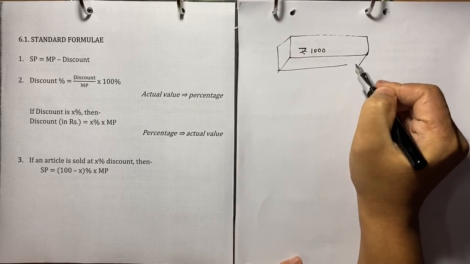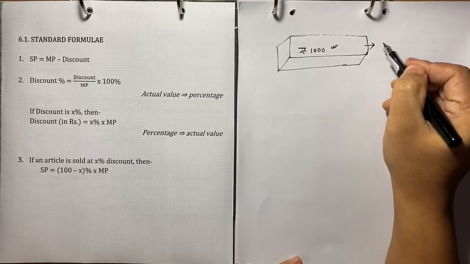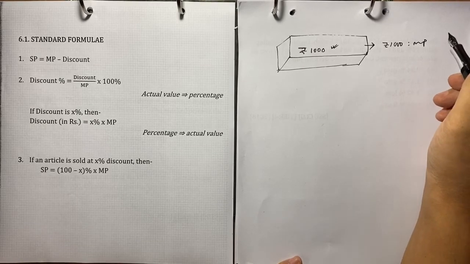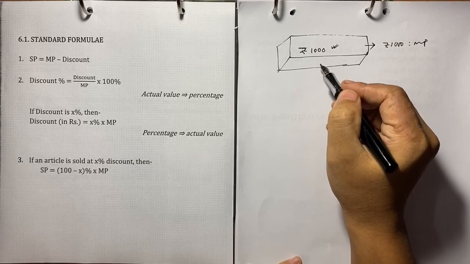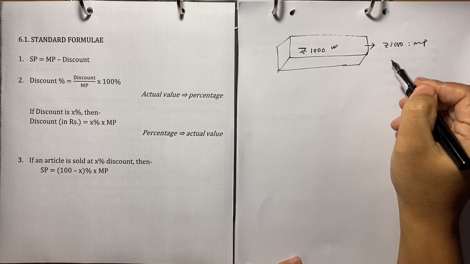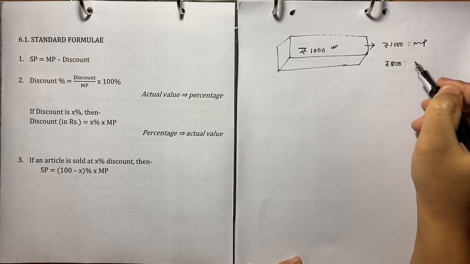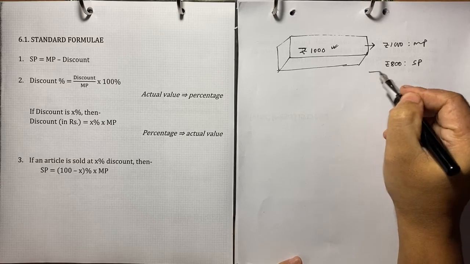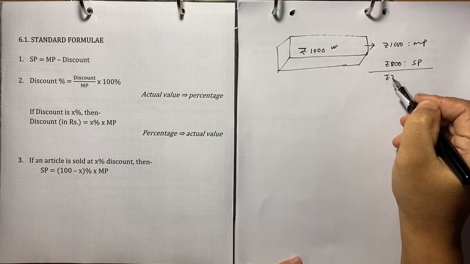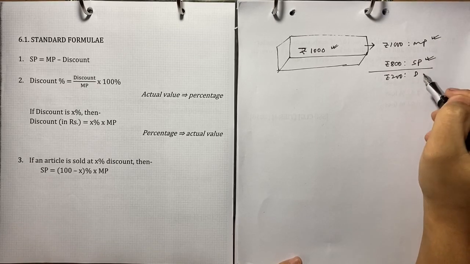So, the printed price, rupees 1000, is your mark price. The customer pays less, whatever amount they actually pay, that will be your selling price. In this case, the discount is the reduction given. So these are the three quantities: mark price, selling price, discount.